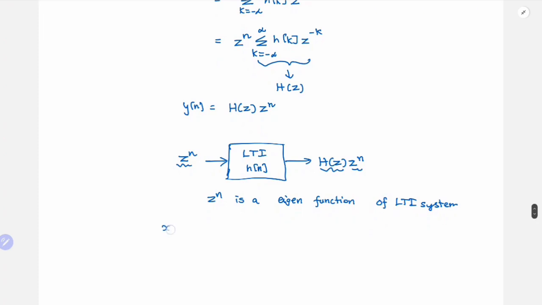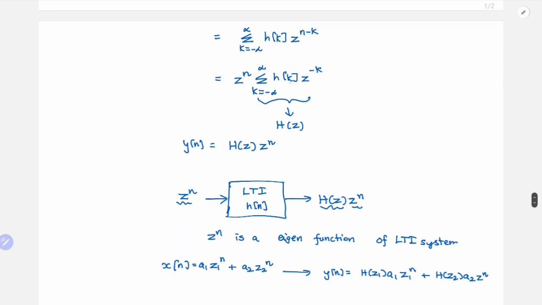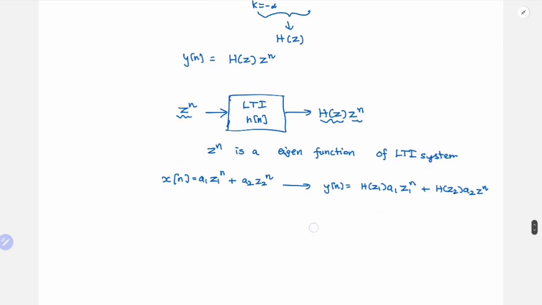So now if we have a system, let's say the input is a1 z1 power n plus a2 z2 power n, then what will be the output? It will be h of z1 a1 z1 power n plus h of z2 a2 z2 power n, and this h of z will depend on the system response, right? Impulse response of the system.